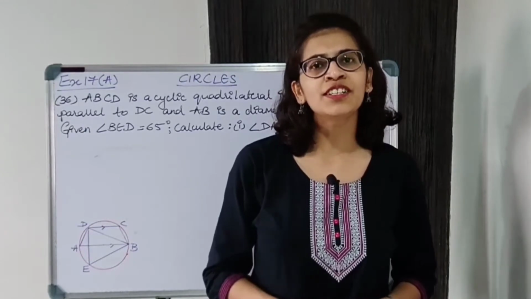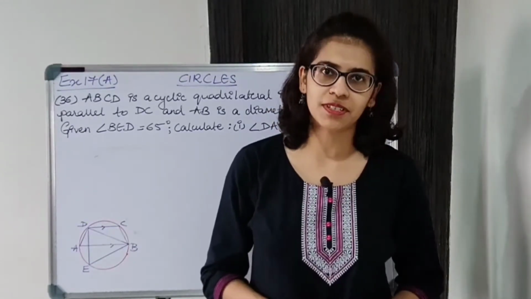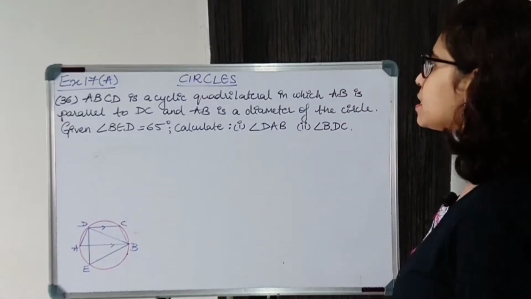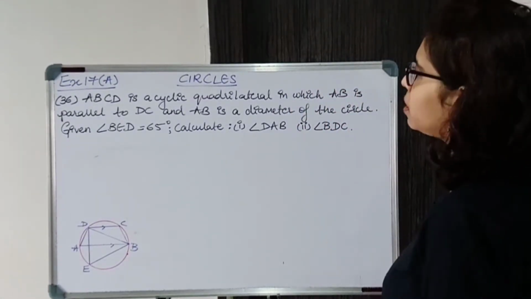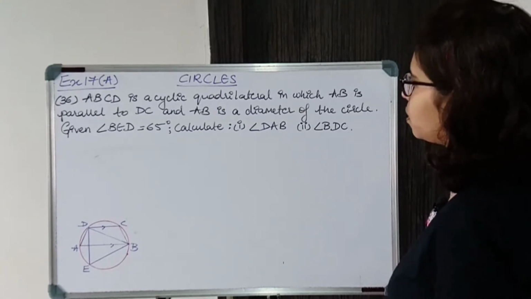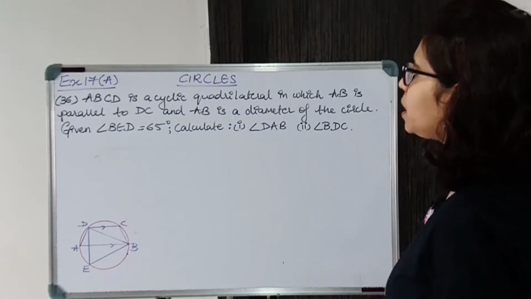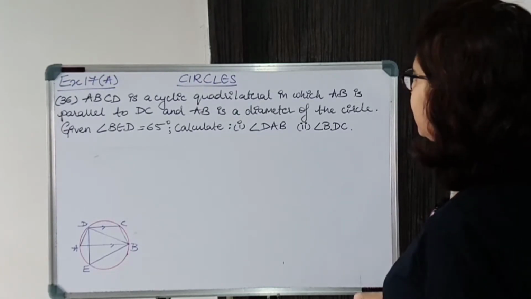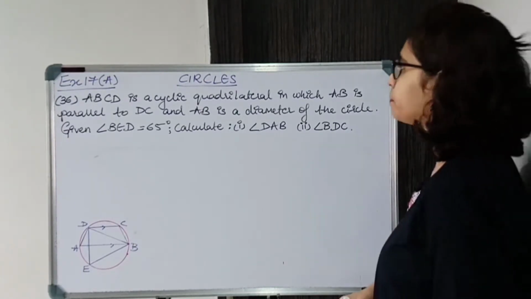In this video, we'll continue with exercise 17A from chapter circles. Starting with question number 36, ABCD is a cyclic quadrilateral in which AB is parallel to DC and AB is the diameter of the circle. Given angle BED is 65 degrees, calculate first part angle DAB and second part angle BDC.